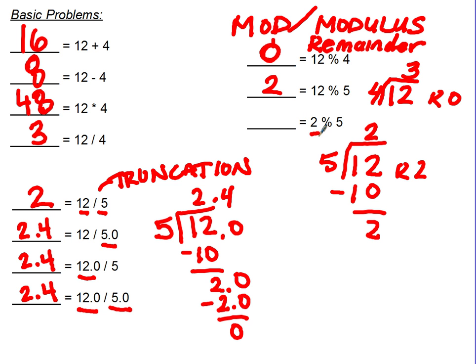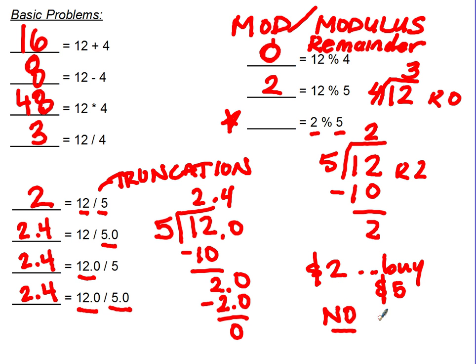And then 2 mod 5, and this is where people have questions or problems very often. Think of it this way. If you have $2, you're trying to buy something that costs $5, can you buy that thing? And the answer to that is no. Well, how much money do you have left over? You still only have $2.